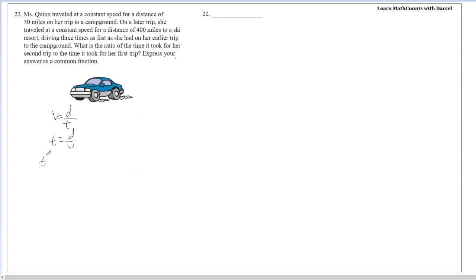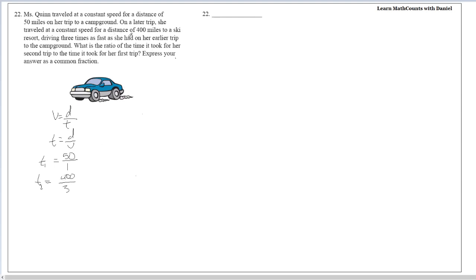Let's say that she takes a time t1 for this 50-mile trip. So she travels 50 miles, which is her distance, and let's say she travels at 1 mile per hour to make calculations simple. So this is her T1. Her T2 then will be 400 miles, which is again her distance, and because she's 3 times the velocity, the v down here is 3.